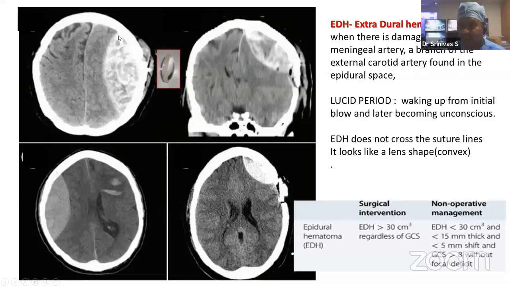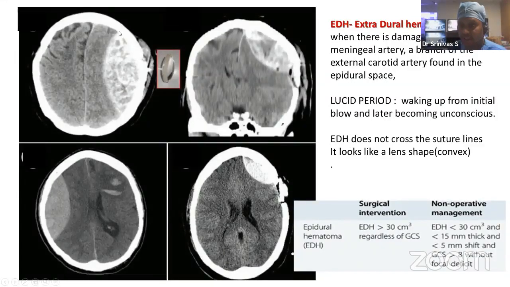The EDH is because of the accumulation of blood in the epidural space, which is represented as a lens-shaped structure. It is usually because of a middle meningeal artery tear, and this extradural hematoma doesn't cross the suture line. This is the suture line.